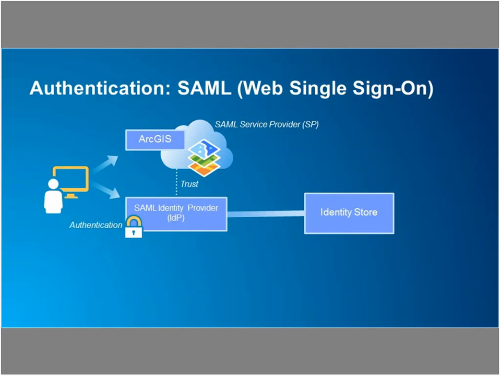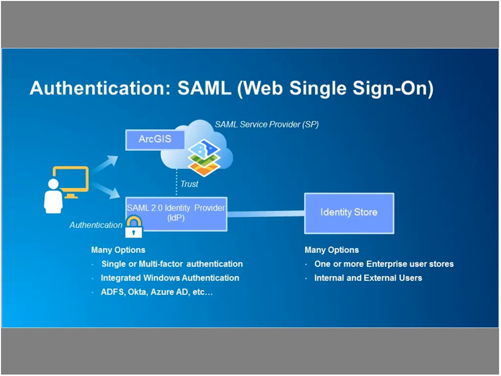Now, service providers configured to use the same identity provider can participate in the single sign-on experience. And we'll see that in our demo with ArcGIS Online and with our Portal for ArcGIS instance. Now, depending on the features of your SAML IDP, you can configure Portal to use multiple identity stores or multi-factor authentication. So after what we've seen previously, how does authentication and authorization look with SAML authentication?